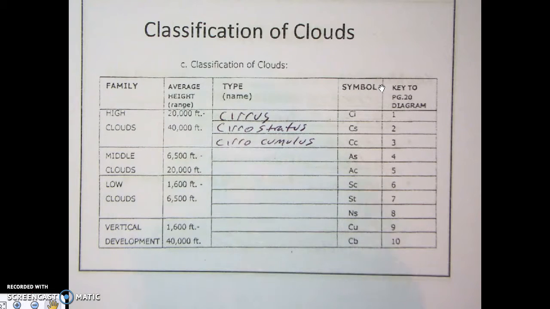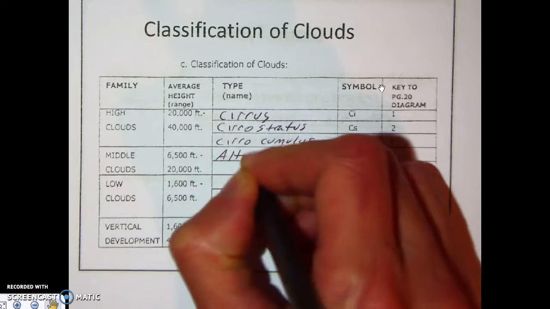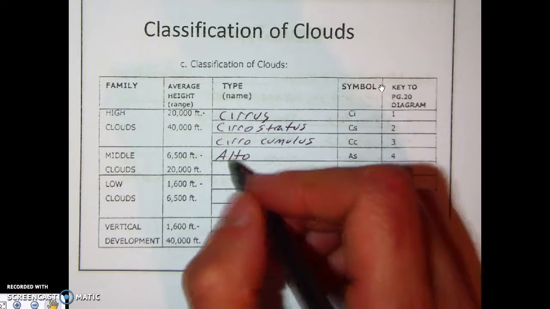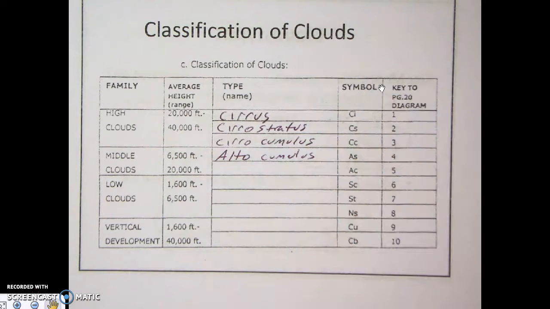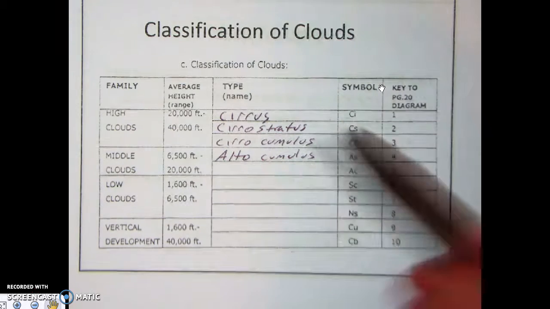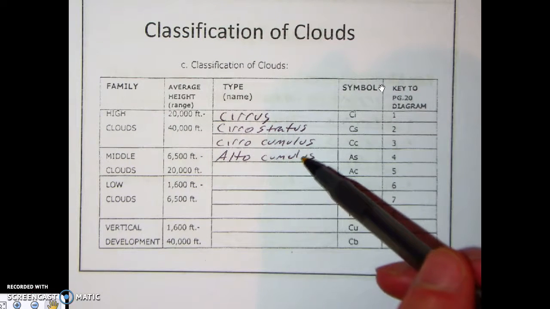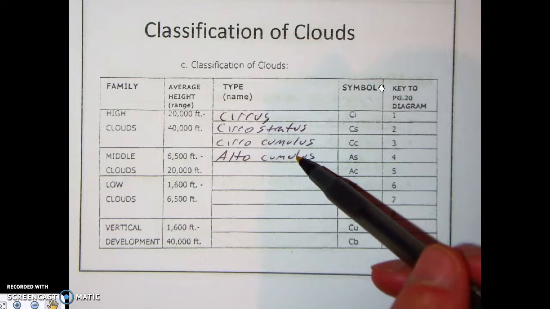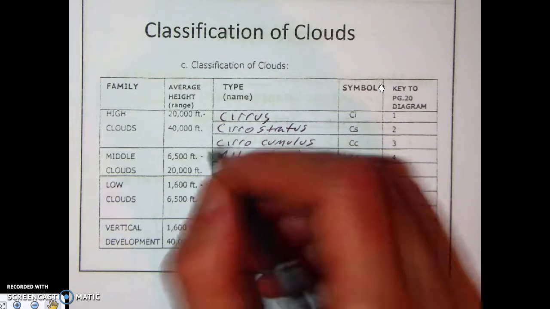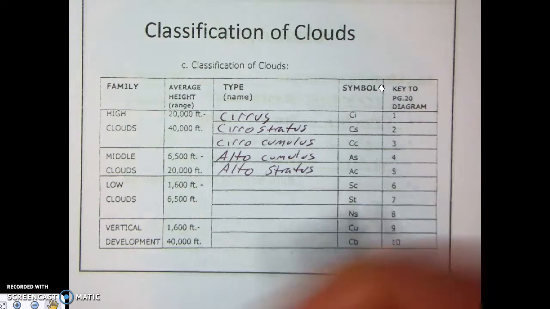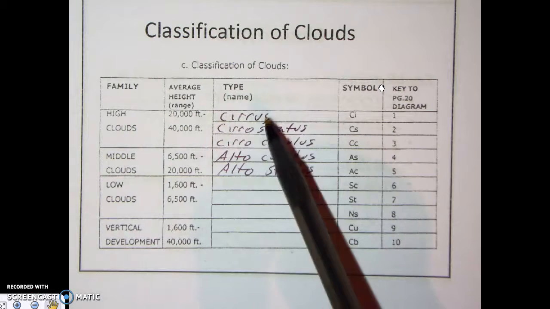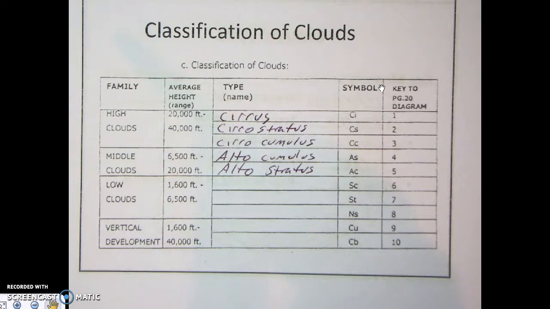Now, middle clouds, the prefix alto in this case means middle. And if we have altocumulus, it's the same thing as the cirrocumulus. It just means they're lower in elevation. So we have our cumulus, our little puffy white clouds, but they're at a middle level in the atmosphere instead of high in the atmosphere. And then we also have altostratus. In altostratus, same idea as the cirrostratus. Just lower down. Okay, so these are clouds that form in the mid-levels of the atmosphere.